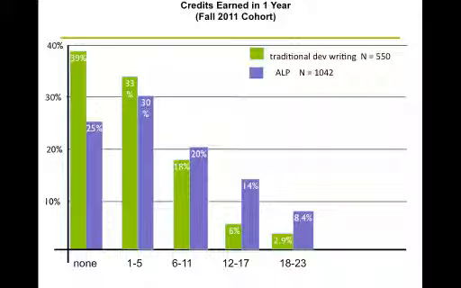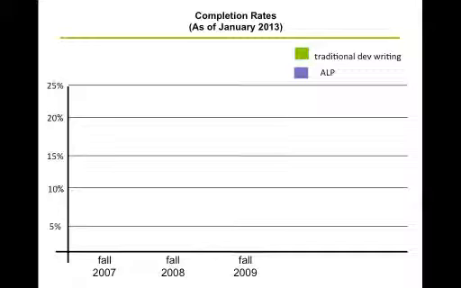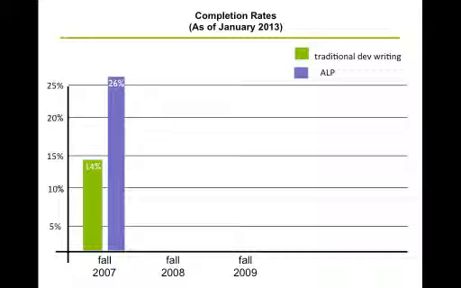We also are just at the very beginning of getting some data on completion rates. We're defining completion as receiving an AA or a certificate. We do not have transfer data yet in these figures. So for the cohort who took ALP in the fall of 2007, 14% of the traditional students have completed an AA or a certificate, and 26% of the ALP students have. So we've not quite, but almost doubled our completion rate.